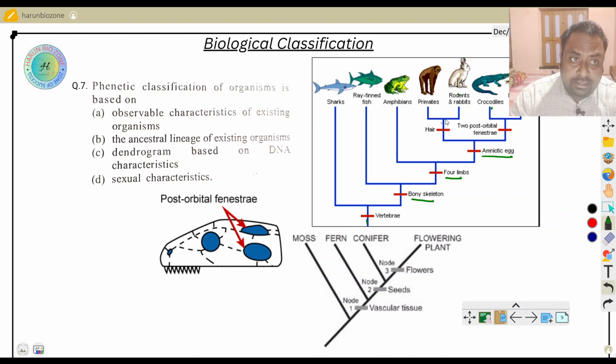Hair, not feather, hair. But two post-orbital fenestra in this organism, post-orbital fenestra. What is the two orbital fenestra? In case of crocodile and birds, there are two holes present behind the orbit.